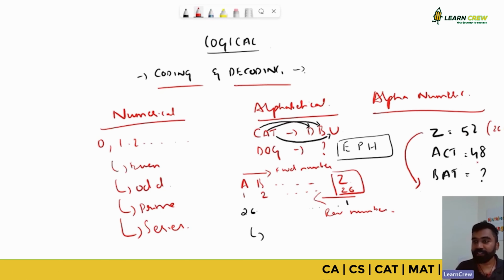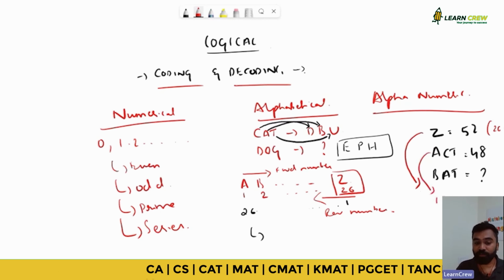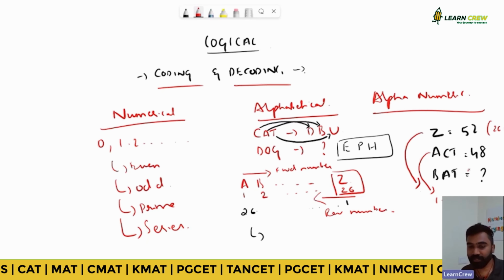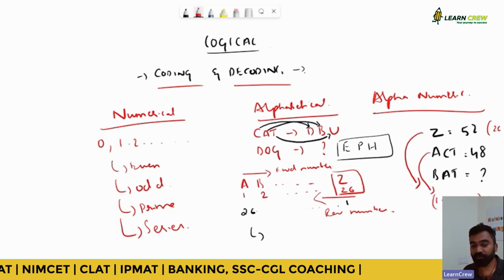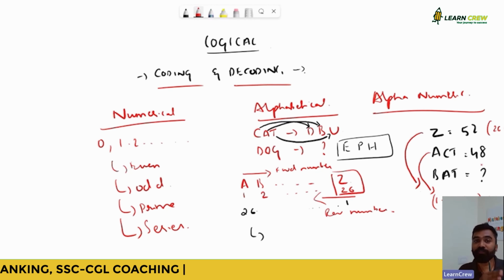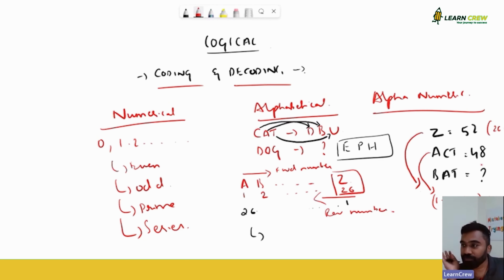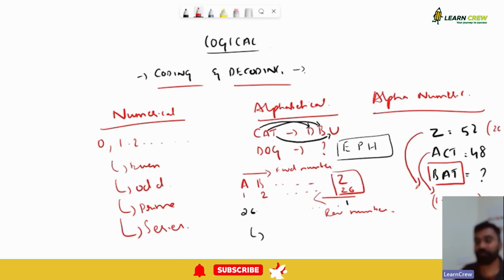ACT. Then what's the logic for ACT? A value is 1, C value is 3, T value is 20. So this becomes 24. This 24 into 2 is going to give you 48. So you need to find the position of the alphabets, add it up, multiply it by 2. That is going to give you the result. With the same logic, you need to apply it to BAT and find out the value. Now, these kind of problems are called alphanumeric.